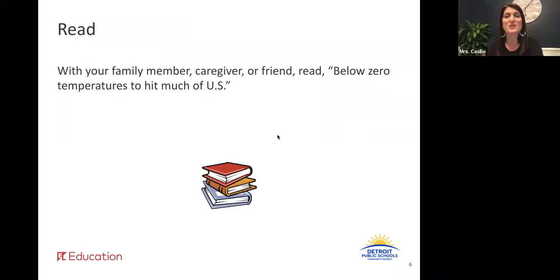Okay, so you are going to do your last reading of the below zero temperatures to hit much of the US article. So grab a friend or a family member, read this article in its entirety, and then come on back when you're done.